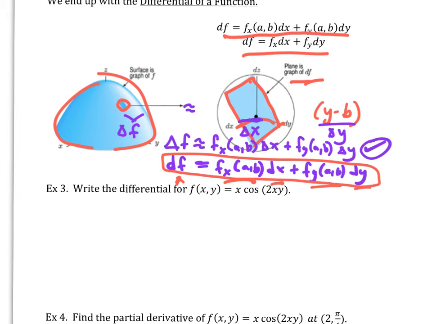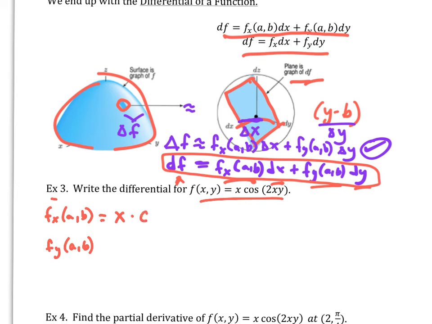So let's do example number 3. What we have to do is find the partial with respect to x, and find the partial with respect to y. So then this is for x. Oh, this is a funky one. We're going to use a product rule. So x times the derivative of the second. So first times the derivative of the second.